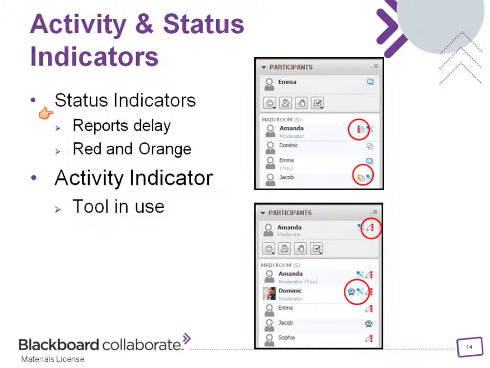Activity and status indicators. You will see red or orange status indicators letting you know if a participant is experiencing a delay in receiving, for example, the shared application. Red is a much more serious delay. Orange is a slight delay. Just use this as a moderator to be able to know, should you move on? Should you slow down? Do you need to let that participant catch up? Once they've caught up, those indicator lights will disappear.